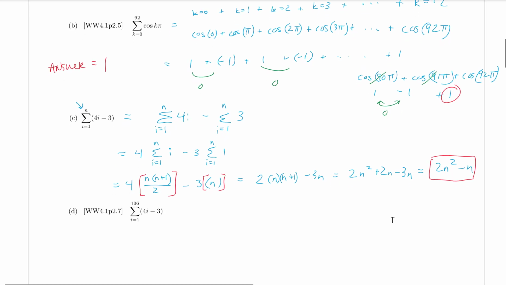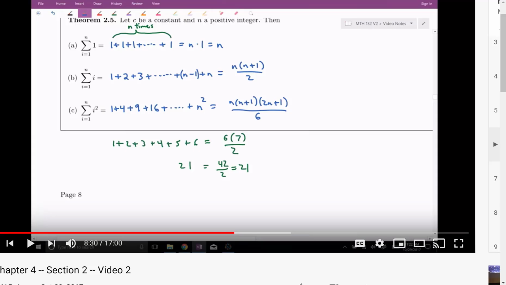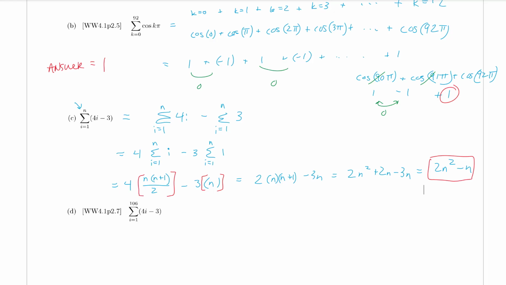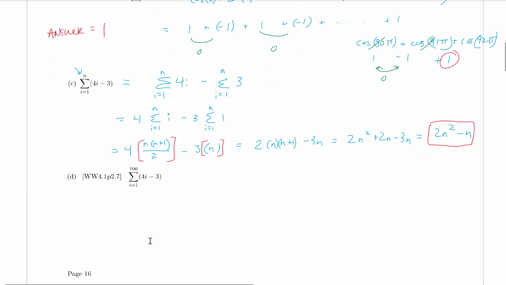So this is using theorem 2.5 from the chapter 4 section 2 video 2 notes right there. Let's go and take a look at the last problem here on this page. Now what we're going to do is sum up this exact same sequence that we did in part C, but our n is given to us. N is 106. So all we need to do is plug in 106 into our summation.